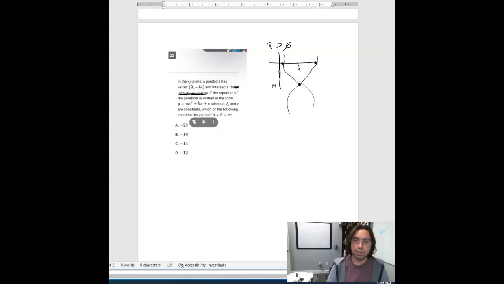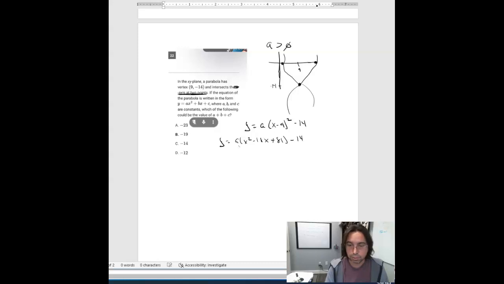And we've seen this concept tested in previous digital SATs, so that's a very key reminder to understand about this one. If we write this in vertex form, it's y equals A, which is positive, times x minus 9 squared minus 14. And we want to write it into standard form. So if we expand this, y is going to equal A times x squared minus 18x plus 81 minus 14.